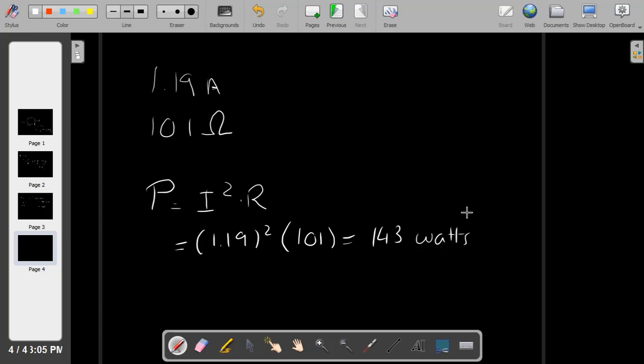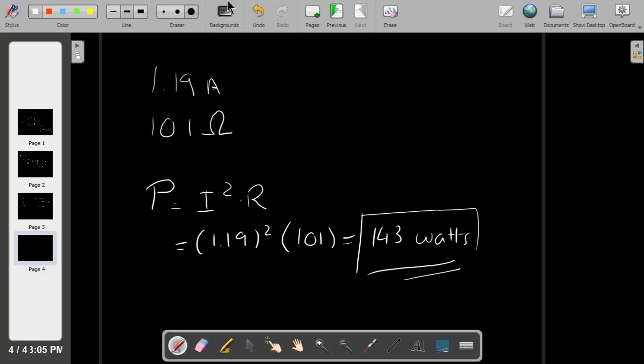Now, because this is 100% efficient, the problem says it's 100% efficient, the motor's output is 143 watts, okay? If the efficiency was not 100%, say they said 90%, then you would have to find 90% of this number. But they said 100%. So you leave it like that. No problems. Now it's your turn.